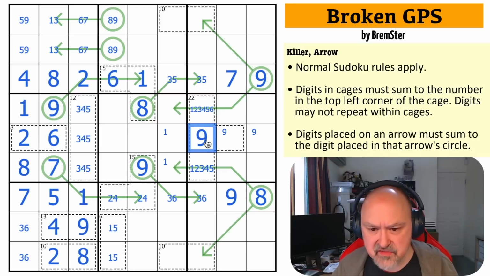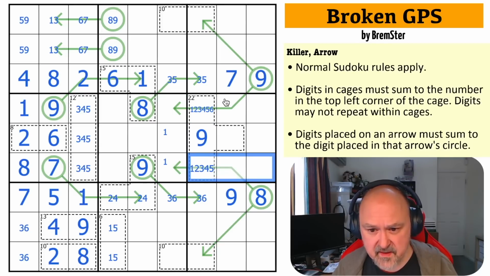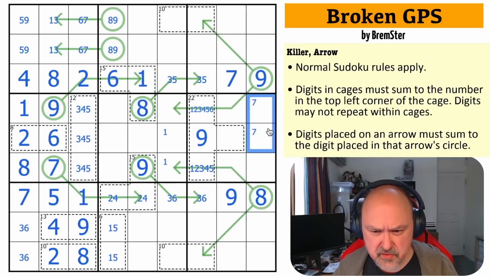Oh, that's now just a 9 by Sudoku. So these digits here sum to 13. Not sure that's floating my boat. 7 is in one of those two. That's not a 1. Oh, there's no 1 on this arrow.